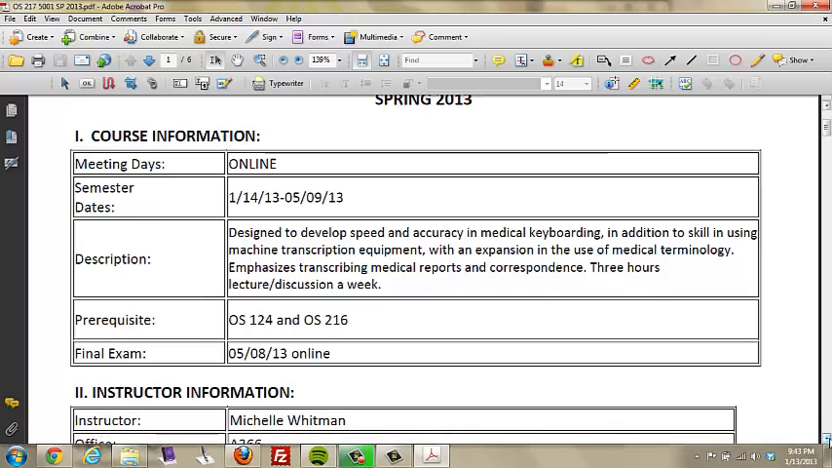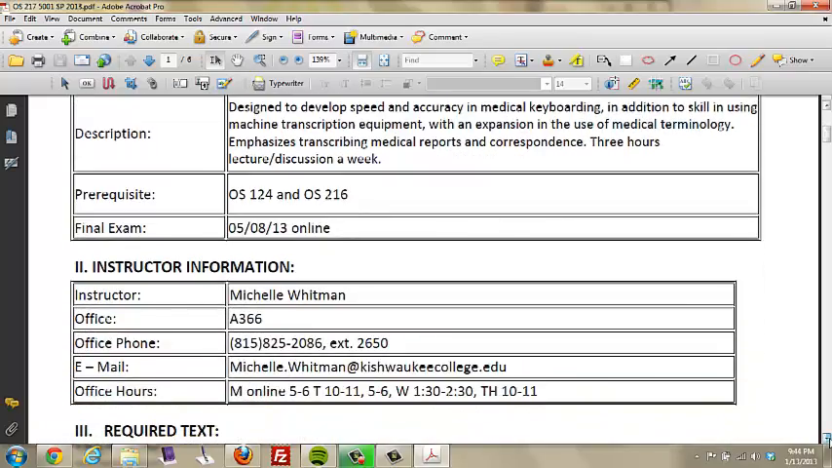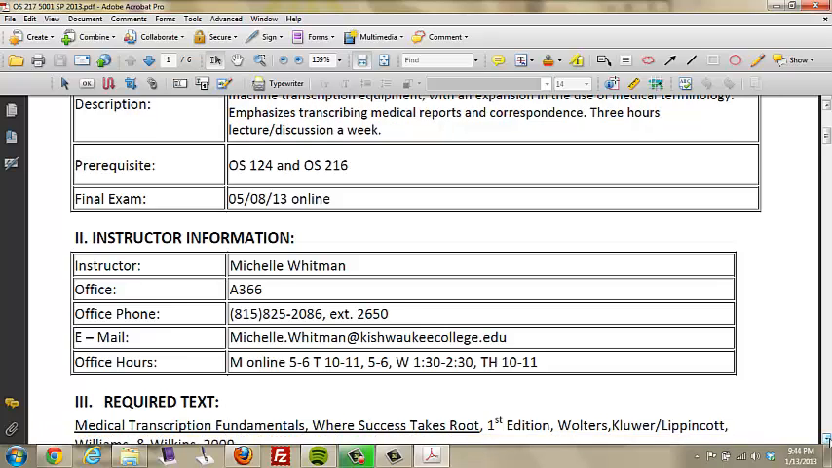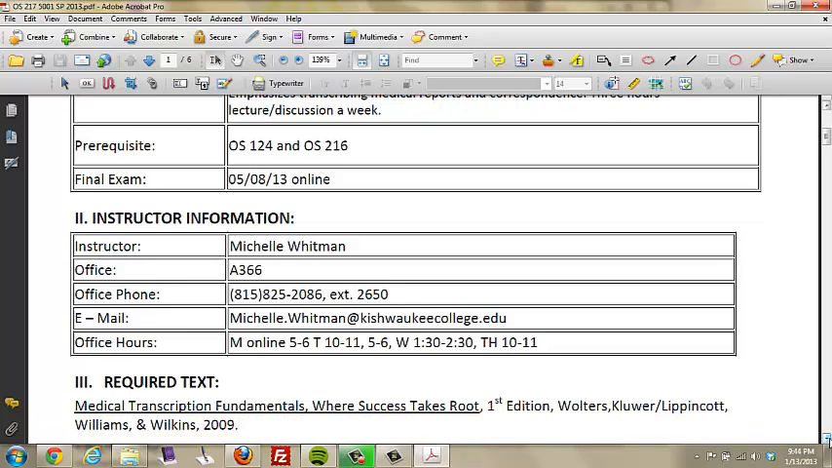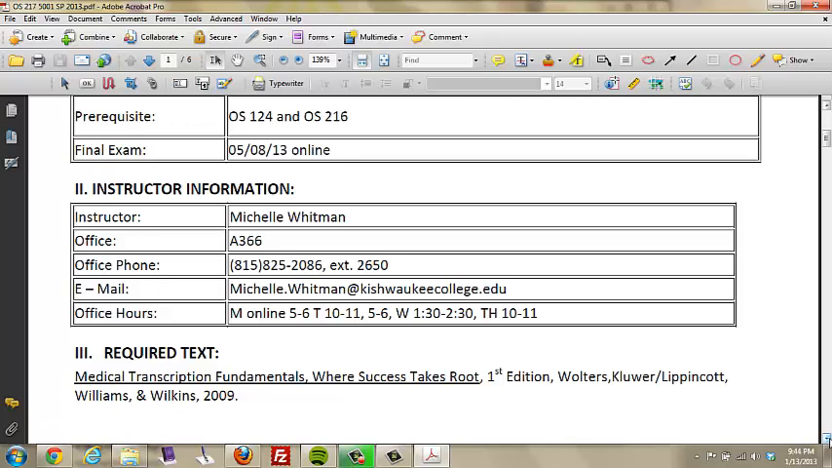This whole class is designed to help you learn how to become a medical transcriptionist. You will learn how to use the keyboard in a way that will help you to do medical transcription. You'll use medical transcription equipment if you want to use a foot pedal. Also, you should really expand your use of medical terminology by doing this. You have to have a prerequisite of OS 124 and OS 216 to be in this class, and your final exam is due by the 8th. So hopefully you'll be done before that.